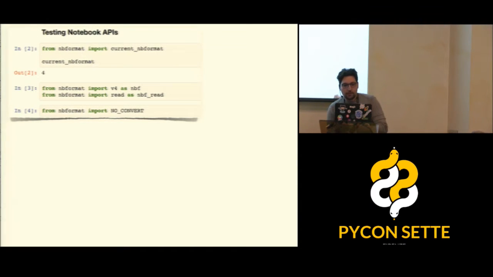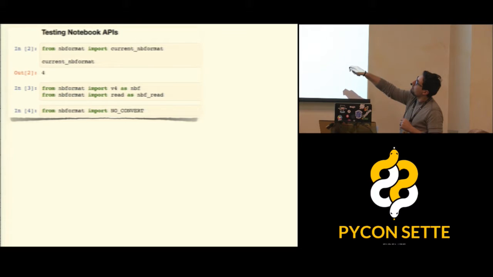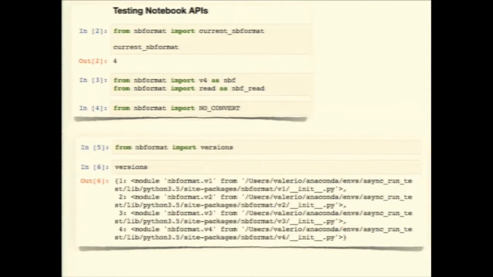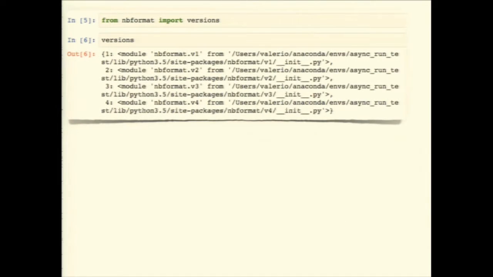If you want to test the notebook APIs, all you need to do is try to import nbformat, which is another project in the ecosystem I mentioned before. So current_nbformat is the format of the running IPython Jupyter notebook. In this case, it's 4. I import the read function, in this case with an alias nbf_read, which is basically the function to read notebook files. Just for clarification, I've imported all the different versions. Here you have 4 different versions, so here are the paths of the different modules.